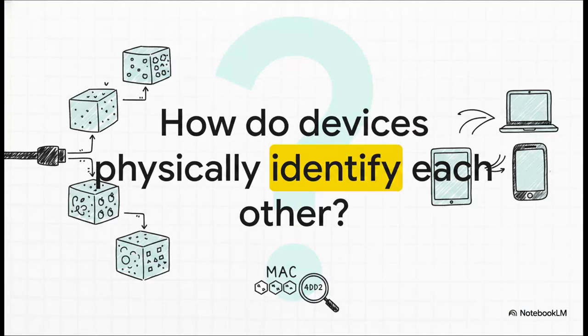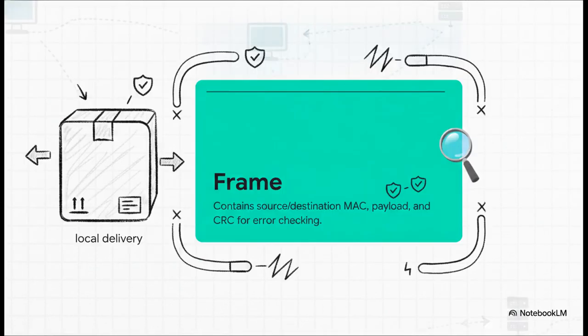So here's the next guaranteed test question. How does data actually travel at this lowest layer, and how do devices physically identify each other? Because data doesn't just magically float through the air or cables as disorganized text. It needs structure, right? And that structure is called a frame.